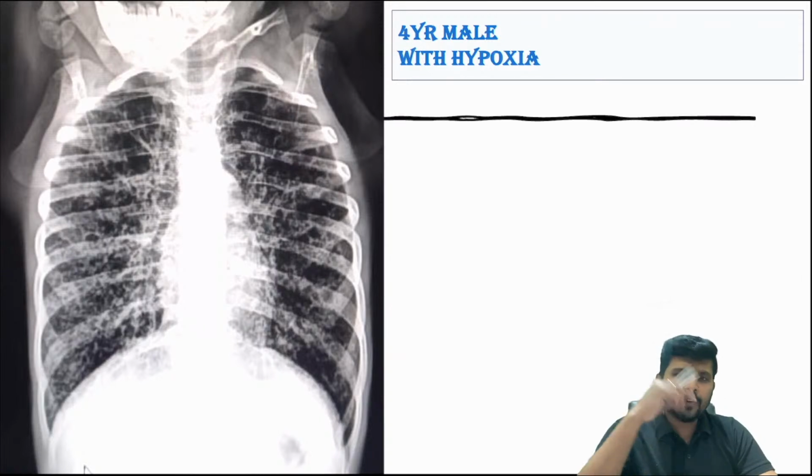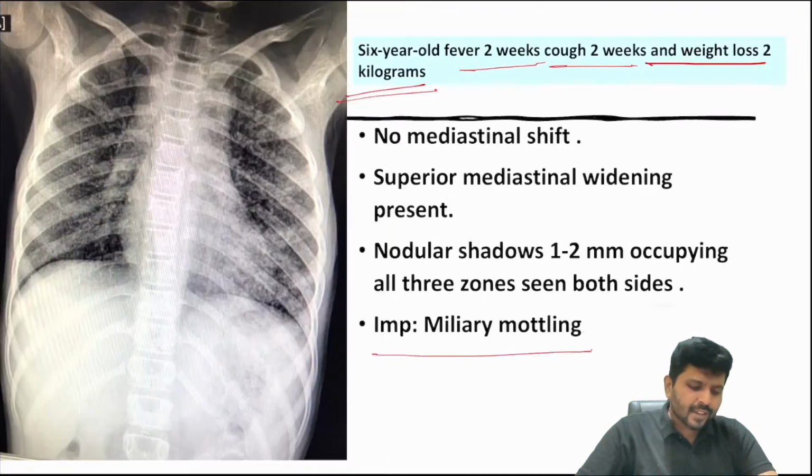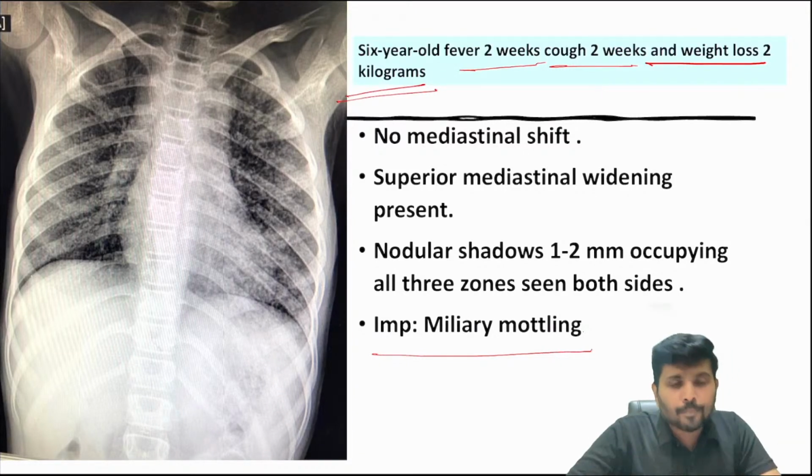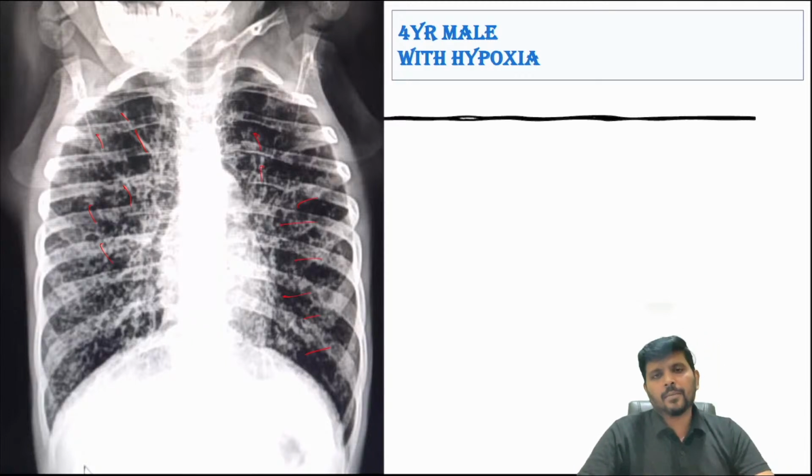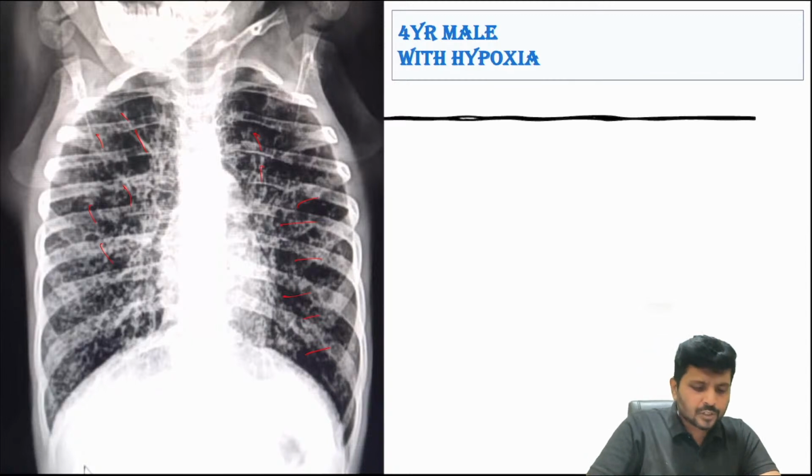What is this? A 4-year-old male with hypoxia. In this X-ray, you saw numerous small dots, only a dot pattern. Whereas in this, apart from dots, you will get numerous commas. So here you have a combination of dots and commas, white things.